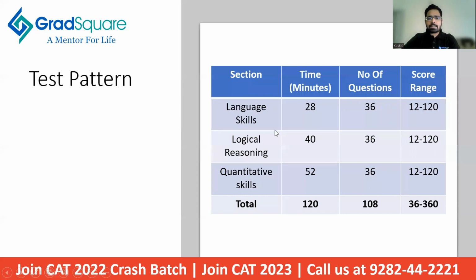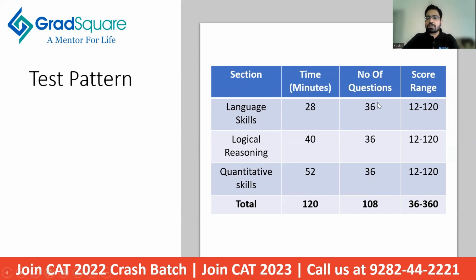If you look at the test pattern, there will be three sections. Language skills will have 28 minutes and 36 questions. The range of score will be from 12 to 120, and that stays as the range of score for all of the three sections. Logical reasoning will be for 40 minutes and the number of questions will be 36. Quantitative skills will be for 52 minutes and the number of questions will be 36. All in all, you are looking at a 2 hour paper and the number of questions being 108.